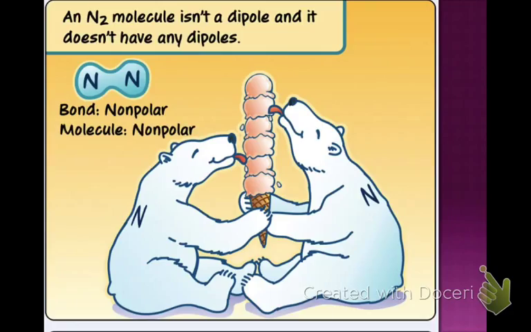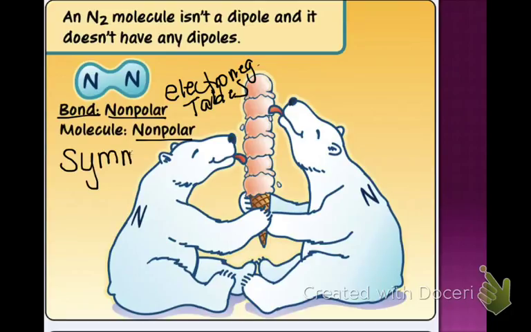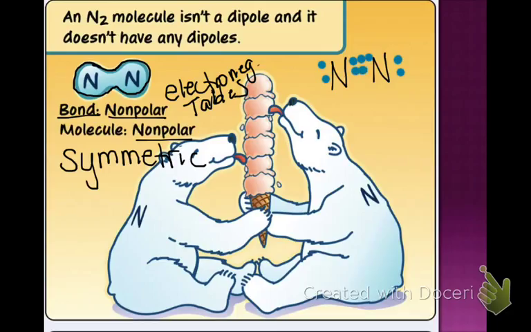So the N2 molecule isn't a dipole and doesn't have any dipoles because it's sharing its electrons evenly. The bond itself is nonpolar, and we can tell that by looking at the electronegativity values on Table S. This is really messy, but it'll be neater on your notes, sorry. And we'll say that the molecule is nonpolar as well, because this is a symmetric molecule. It has symmetry. The N on this side is the same size as the N on this side. Also notice, if we do nitrogen's Lewis dot structure, we have 1, 2, 3, 4, 5, 6 electrons being shared. If we look at the number of ice cream scoops, we have 1, 2, 3, 4, 5, 6. There are 6 electrons being shared equally between the two.